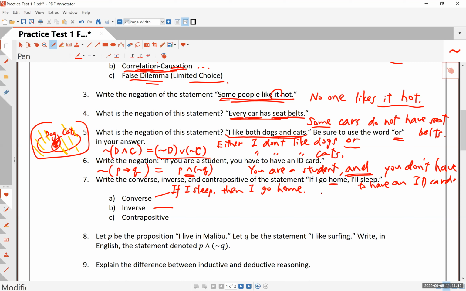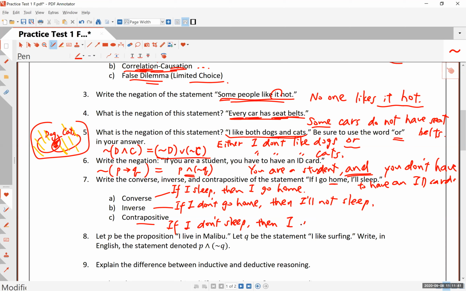Inverse is if you negate both, but do not switch the order. So if I don't go home, then negate the second part, I will not sleep. And then the contrapositive is if you do both. In other words, you switch and you negate. So if I don't sleep, then I didn't go home.